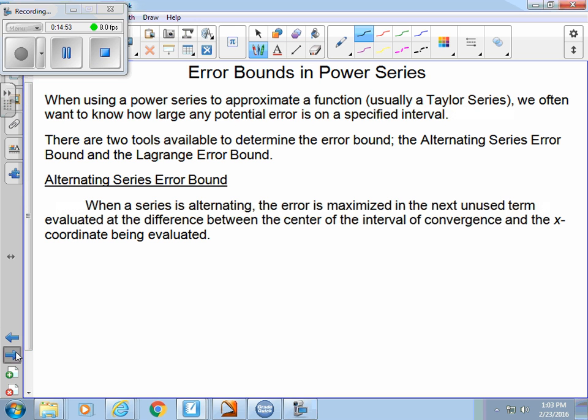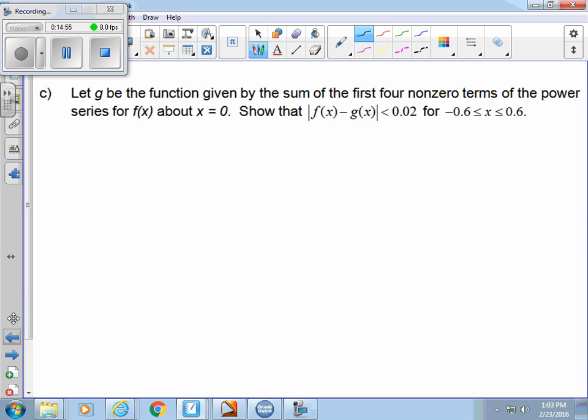Okay. So let g be the function given by the sum of the first four non-zero terms of the power series for f of x. Again, this is the same problem. It's part C. Show that f of x minus g of x is less than 0.02 when x is between negative 0.6 and 0.6. I want to show you how to do the alternating series error bound.